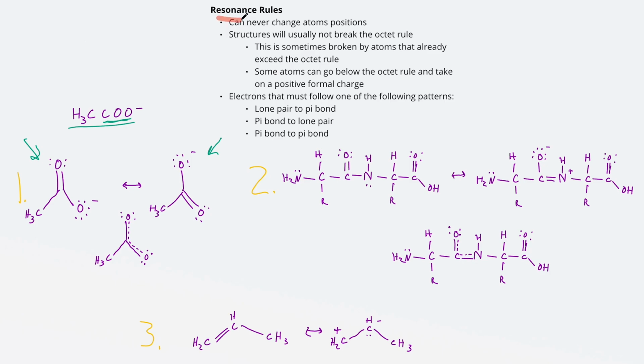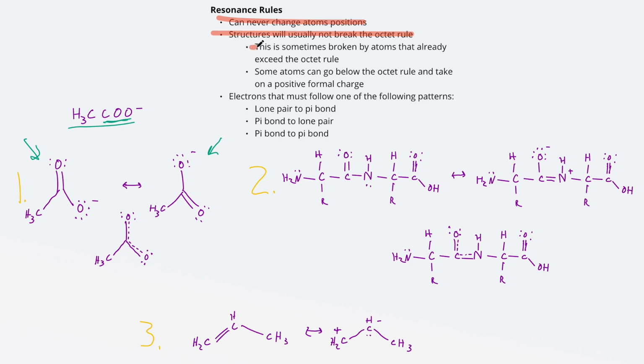So our first rule is that you can never change the atoms' positions. Whenever you draw one Lewis structure, the connectivity and where those atoms are, you can't change that. And usually all of your resonance structures are going to follow the octet rule. So if you ever draw a Lewis structure and then you're looking for the resonance, a good rule of thumb is to make sure that the resonance structure also follows the octet rule.